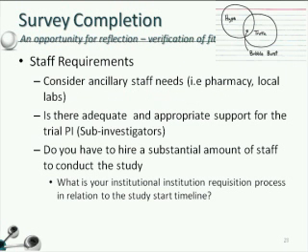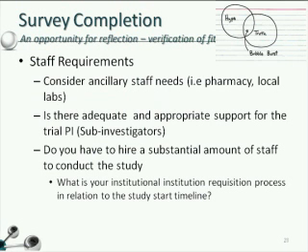Your staff requirements. For example, do you need ancillary staff members? How will this impact, if you do need them, how long will it take for you to acquire them and to train them? Is there adequate support for your PI? This is more important for studies that are very complex, that have a very large assessment burden. They require a lot of support for the PI.